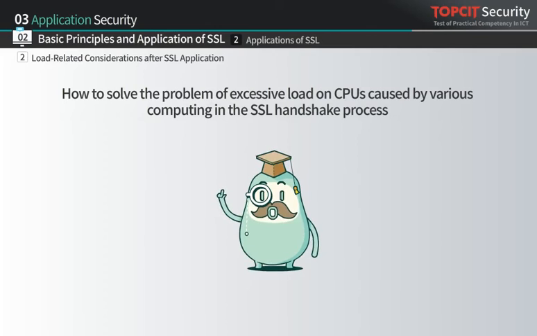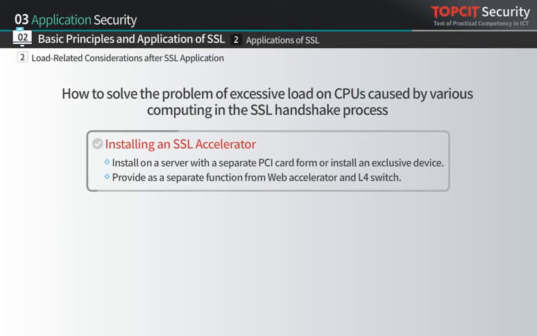Various computing tasks generated in the SSL handshake process lead to a massive load on the CPU, which is why we must be aware of a few aspects to be able to solve this problem. First is the SSL accelerator, a solution to solve the problem of excessive load on the CPU. One type can be installed on the server as a separate PCI card, and the other can be installed as an exclusive device. Recent SSL accelerators are provided as a separate function on the Web Accelerator and L4 switch, so you can simply purchase an SSL accelerator license.